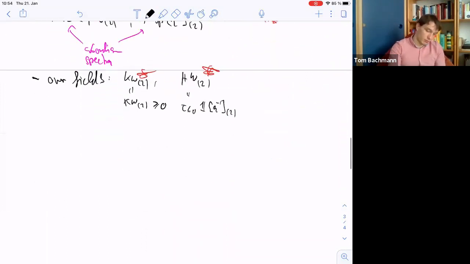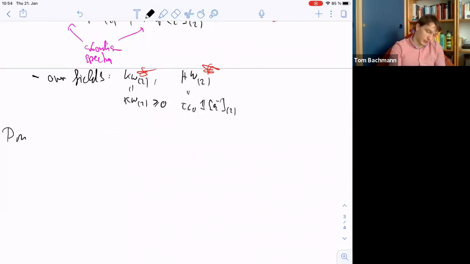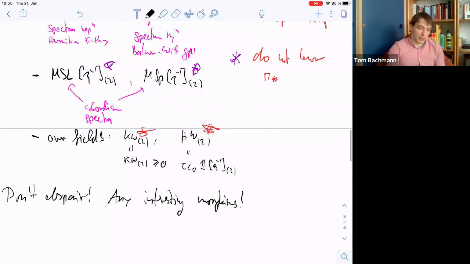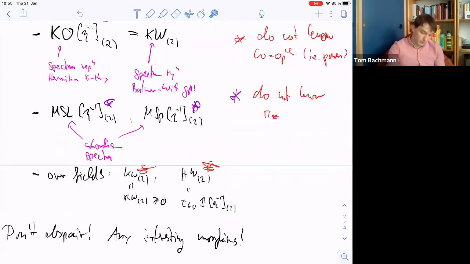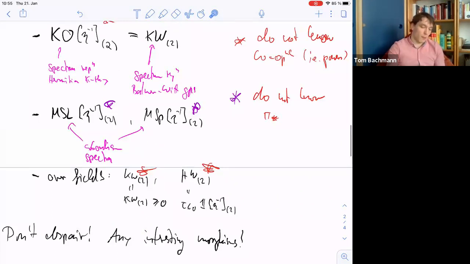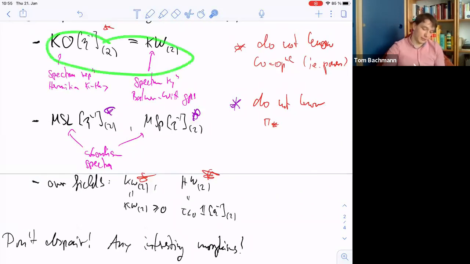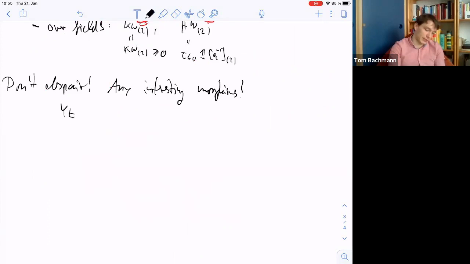Okay, so what do you say? Don't despair. Any interesting morphisms? Do any of these objects here have interesting morphisms? Do you know any cohomology operations? The answer is, I think, that the only ones I know off the top of my head are for these K-theory related things. And the interesting fact is that they have Adams operations. So the answer is yes.